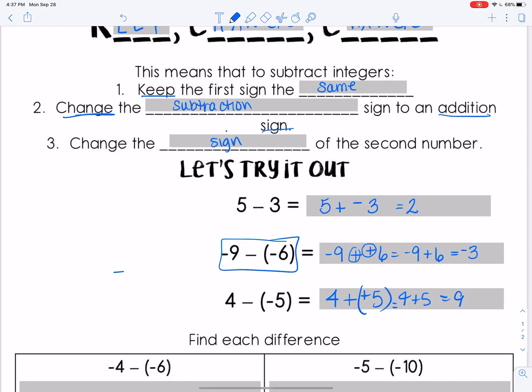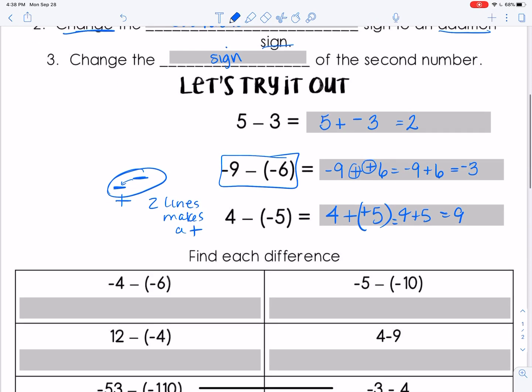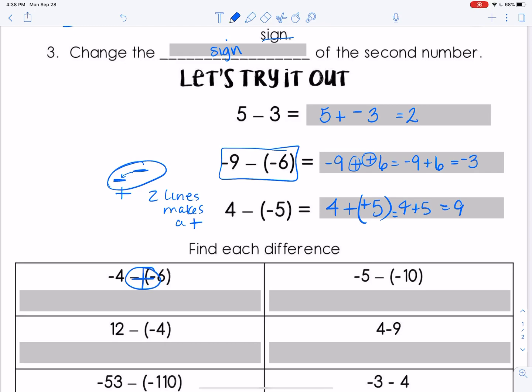The way that I think about it is if I have 2 negatives in a row, I have 2 lines. And those 2 lines equal a plus. There's something my son showed me. He held up 2 hands, and I could act it out, but there's no video. So if I see 2 lines, it makes a plus. So there's even an additional way to think about these things. I see 2 lines, I turn it into a plus. But the way that they're wanting me to show you is to do keep, change, change.